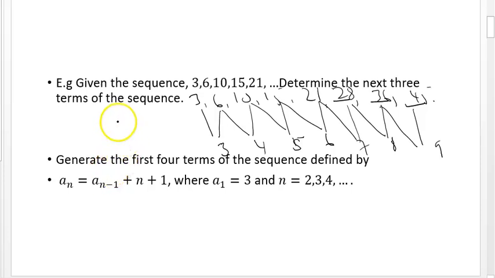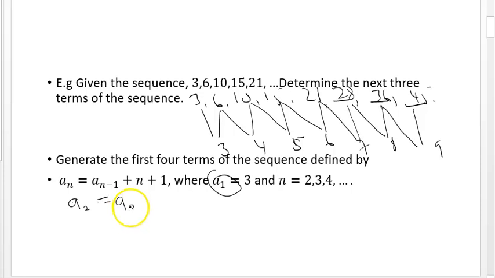So number 2, to generate the first terms of the sequence defined by a1 equals 3, an equals an minus 1 plus n plus 1, for n equals 2, 3, 4. In place of n, let's use 2 because we have a1 already. So you can't find a1, you have to go to a2. So you find a2, you find a3, a4 and a5. Every n is replaced by 2.